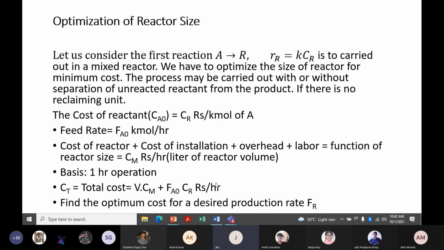This is the total cost. And this cost function is called the objective function. Now find the optimum cost for a desired production rate FR, because the production rate is always specified. Say the plant capacity is 1 TPD or 100 TPD, tons per day. You can write it in terms of hour or on an hourly basis.